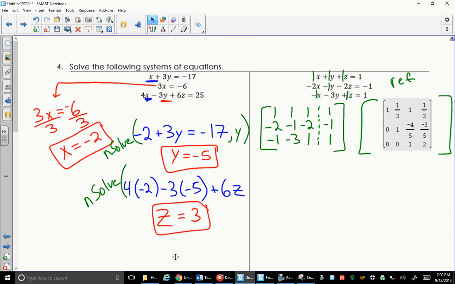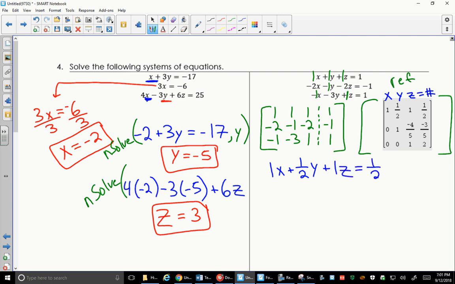Okay, so now we're ready to write that equation. So remember what we put up here, x, y, z, and equals that number on the other side. So I have an equation, 1x plus 1/2 y plus 1z equals 1/2. Here, there's no x's. So I'm going to start with y. We have 1y minus 4/5z, and it equals -3/5. And down here, so we have 1z equals 2.